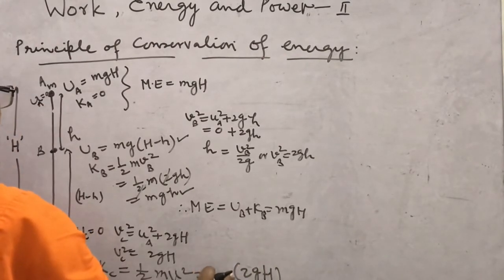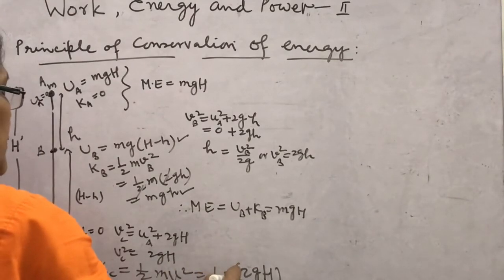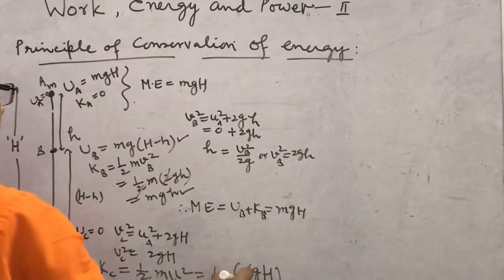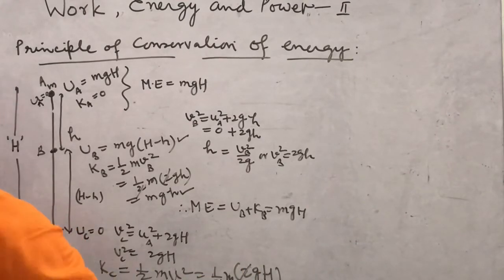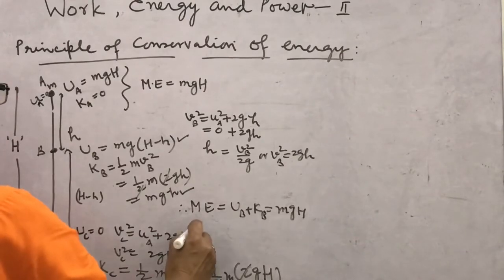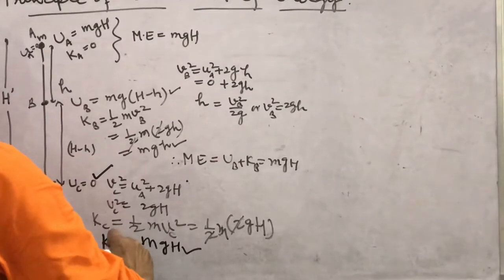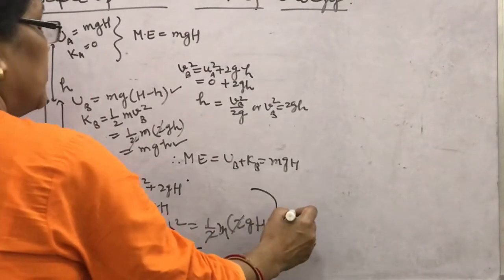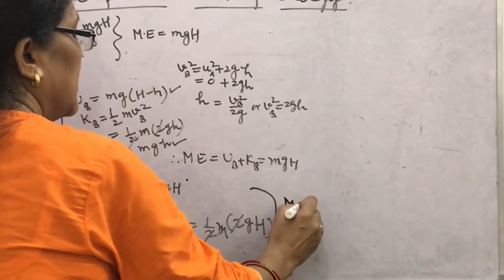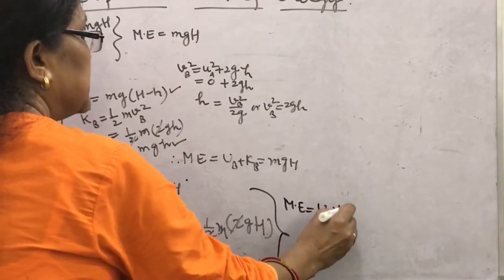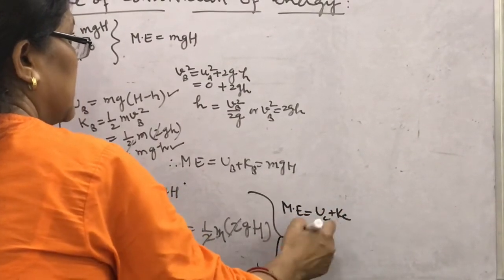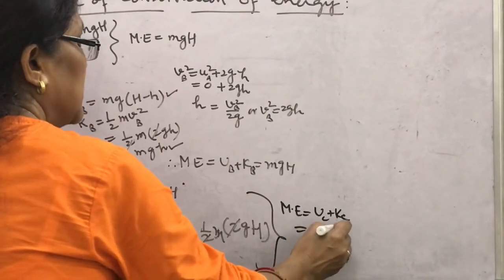So this half m into 2gh, so half and 2 will be cancelled. So what will you get here? This KE will become mgh. So this is kinetic energy, potential energy, and this is kinetic energy. Again you will find that mechanical energy is PE plus KE, that is total energy mgh.